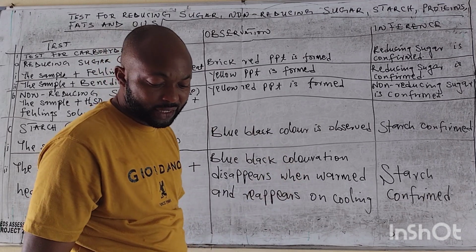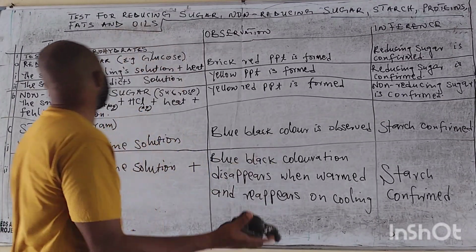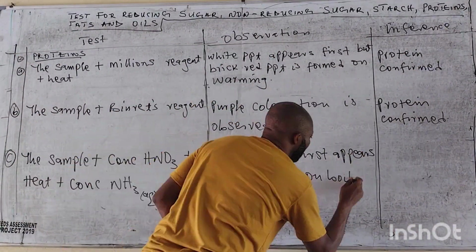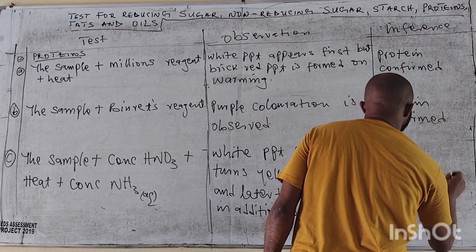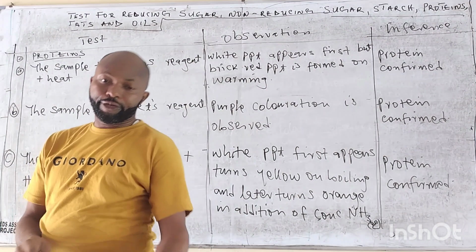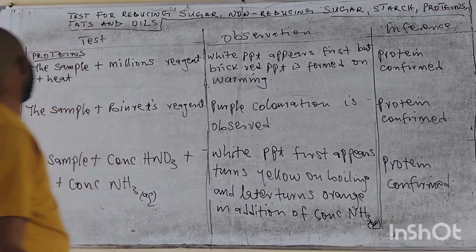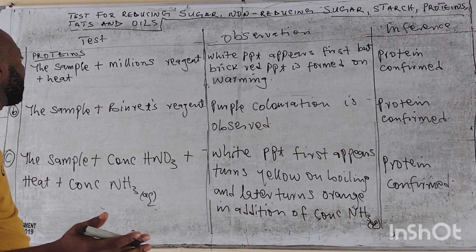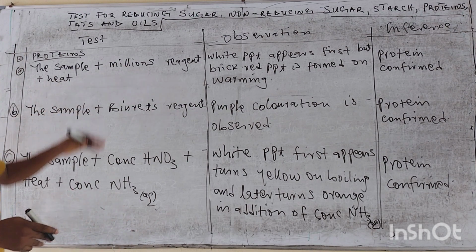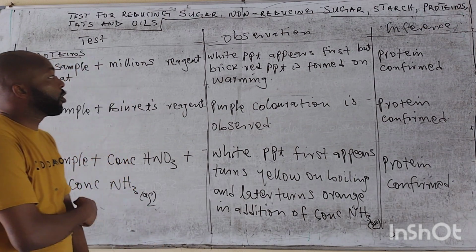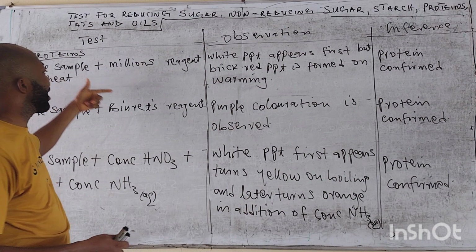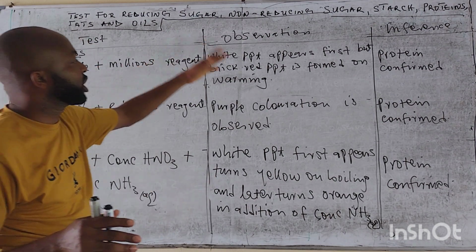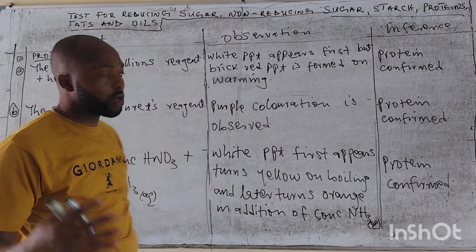So we're going to quickly look at tests for proteins. For proteins, A: the sample of protein, maybe egg, plus Millon's reagent, plus heat. A white precipitate appears first, but a brick red precipitate is formed on warming. So when we put our egg and the Millon's reagent, we get a white precipitate. When we subject it to heat, the white precipitate becomes brick red on warming.